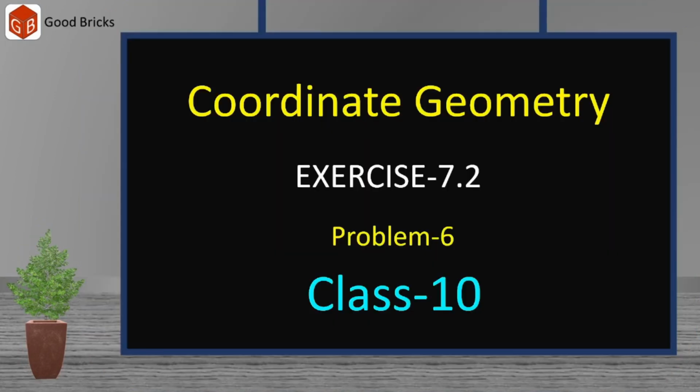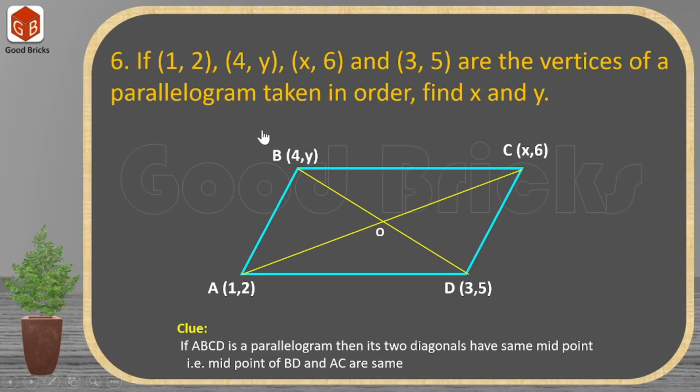Now let us solve sixth problem. In this problem, they said that there are 4 points and these are the vertices of a parallelogram. If that is the case, we need to find value of x and y. So as per this given information, we have drawn the diagram. So if this A, B, C, D is a parallelogram, then this point O should be the midpoint of diagonal BD and AC. So now we are going to find the midpoint of these two diagonals.